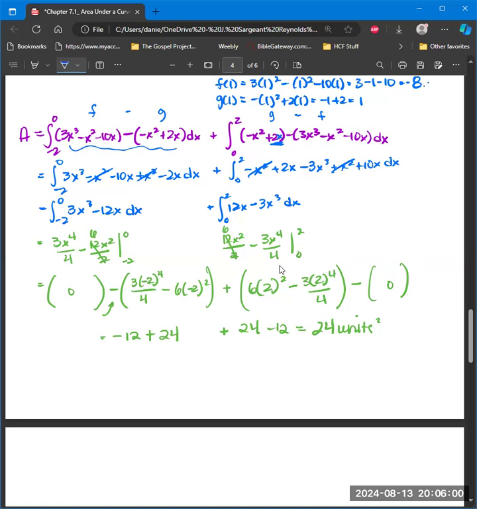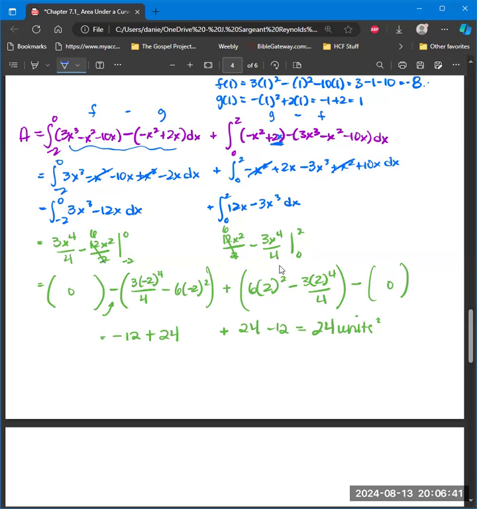So if we have f minus g here, then we're going to have 3x cubed minus x squared minus 10x minus the quantity of -x squared plus 2x. That's my f minus my g. And I'm going to get a positive x squared and a negative x squared that will zero each other out. And I get 3x cubed minus 10x minus 2x gives me 3x cubed minus 12x. When I integrate that, I get 3/4 x to the 4th minus 6x squared. The 2 goes into -12 6 times.